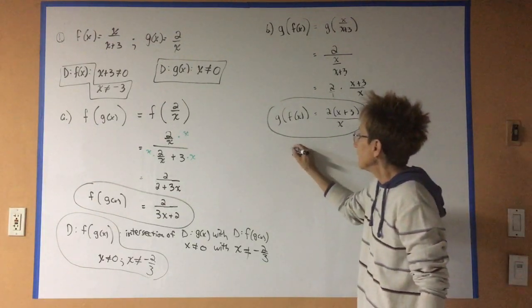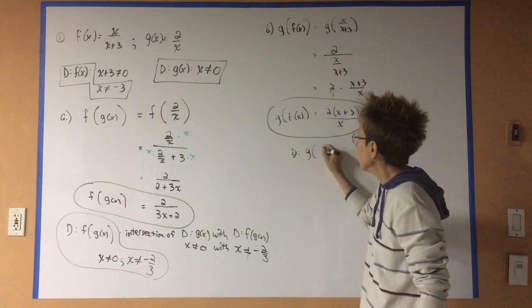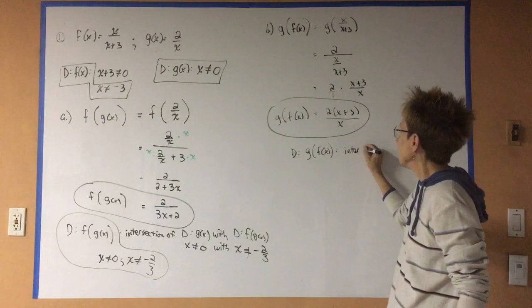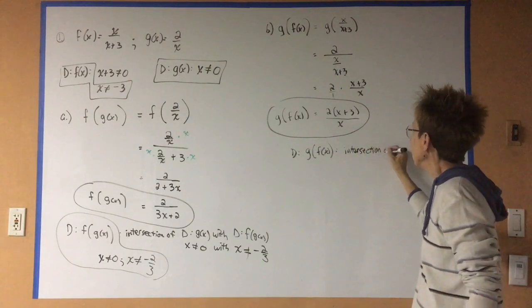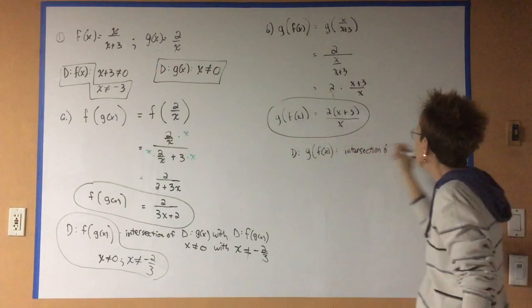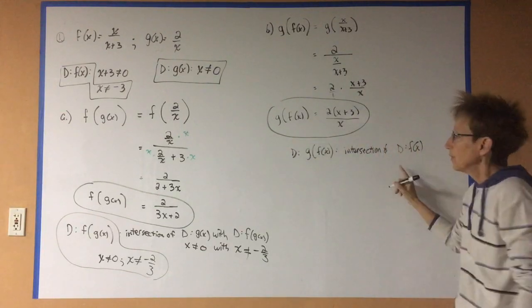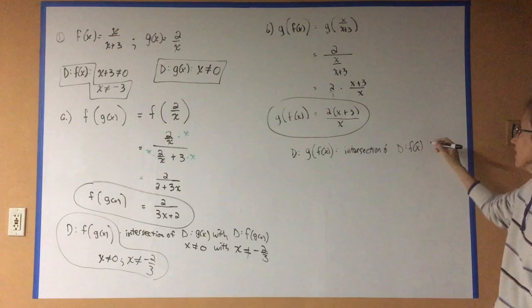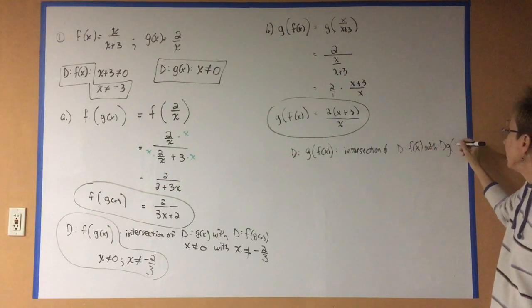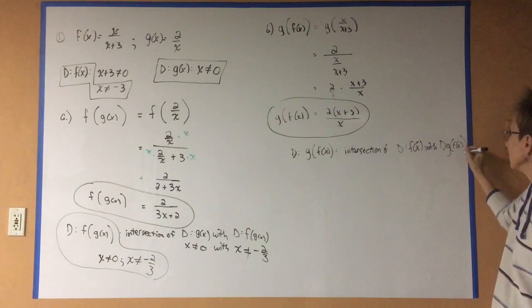So the domain of g of f of x comes from the intersection of the domain of, what did we put in this time? We put in f of x. So it comes from the intersection of the domain of f of x with the domain of the composite function.